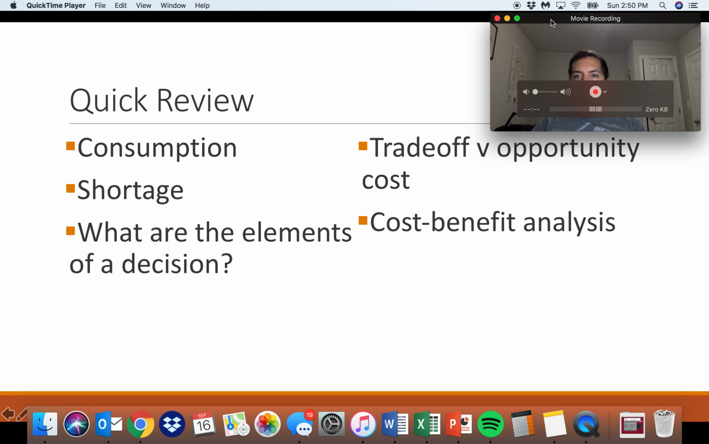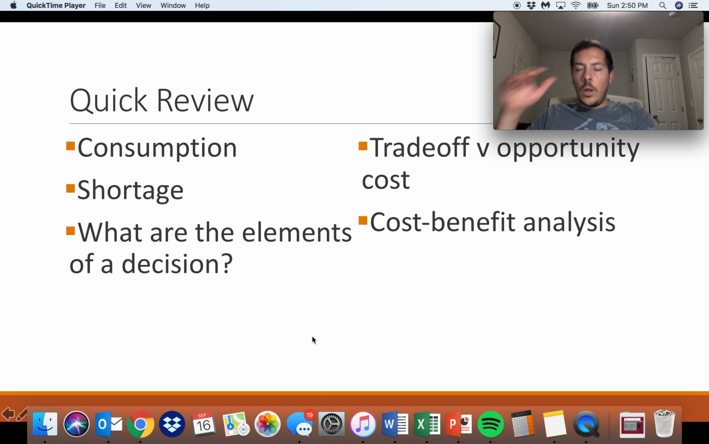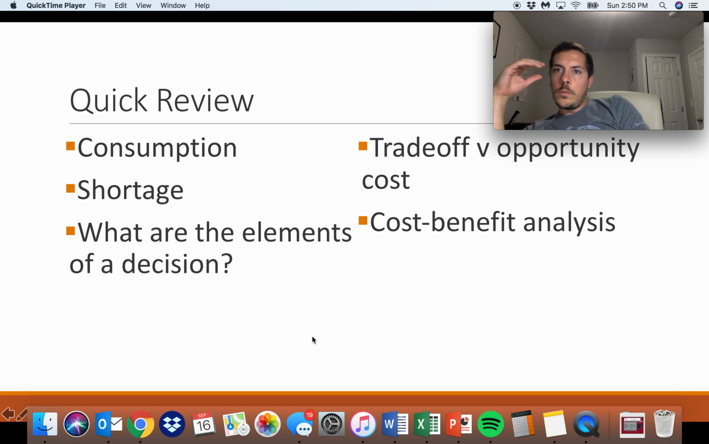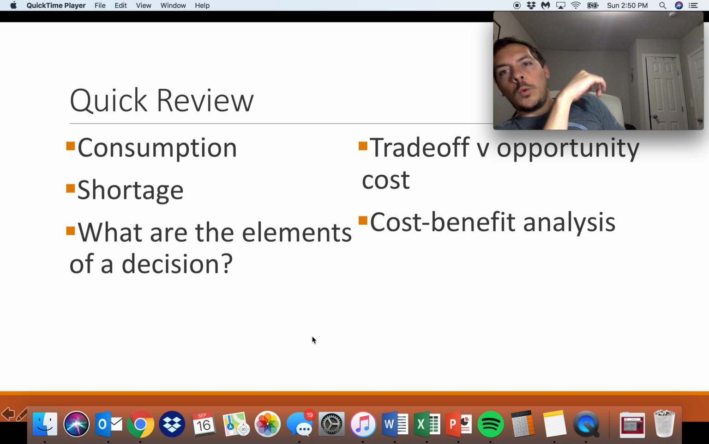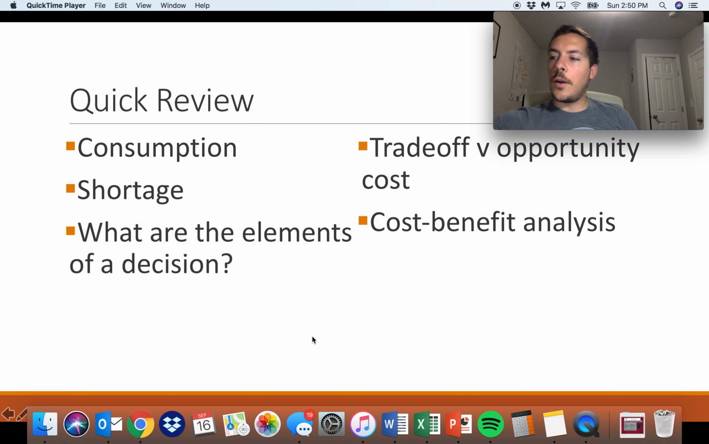And let's do a quick review of our concepts. So, what is consumption? I hope you said it's the taking in of resources, the using up of resources. This is from last time. What's a shortage? I hope you said it's a temporary situation where you don't have enough of something.